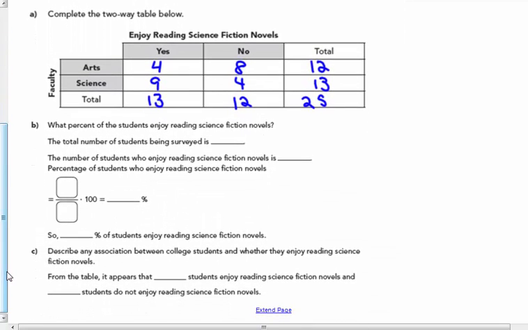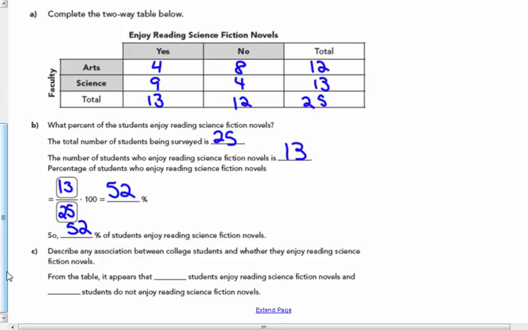What percent of the students enjoy reading science fiction novels? Well, the total number of students surveyed was 25. The number of students who enjoy reading science fiction novels is 13 out of that 25. So what percent is that? 13/25 equals 0.52. Multiplying it by 100, you get 52%. So 52% of the people in the survey enjoyed reading science fiction novels.